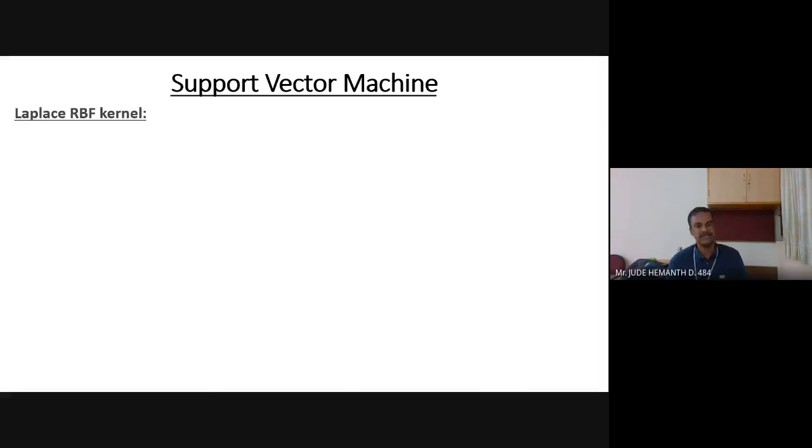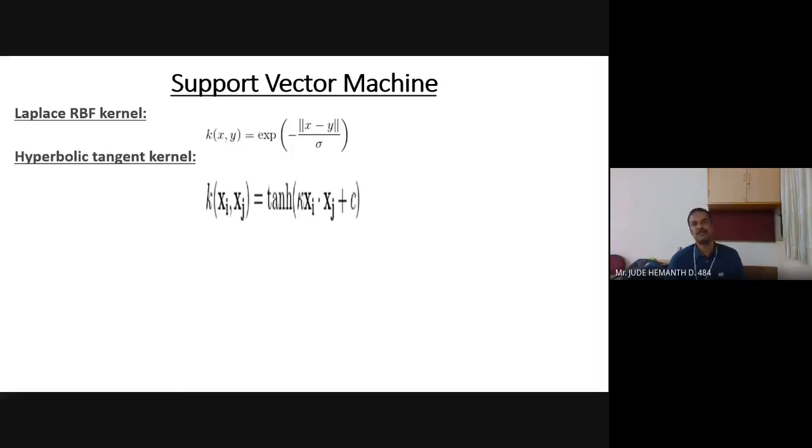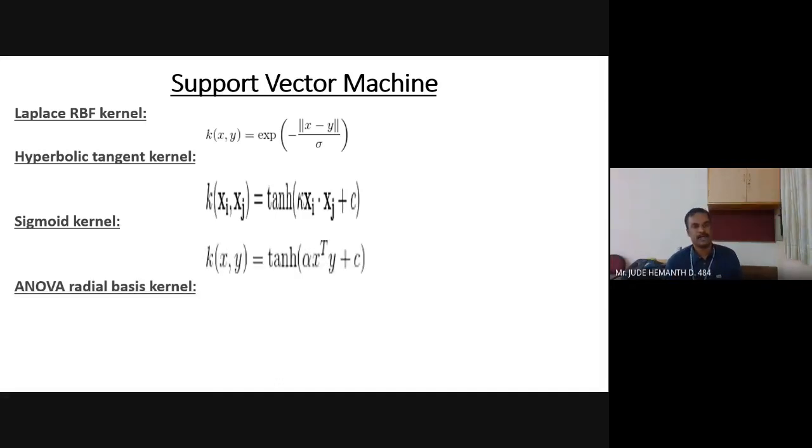And then you have the Laplacian RBF kernel, k of x comma y, and the hyperbolic tangent kernel, another formula we have. All these are mathematics. This is where mathematics plays a major role in machine learning. I don't think machine learning is some fantasy world where we fly in the sky. It is all those engineering concepts which we have acquired so far, put into practice, and we get something called machine learning. Sigmoidal kernel, ANOVA radial basis kernel, and many more kernels are available.